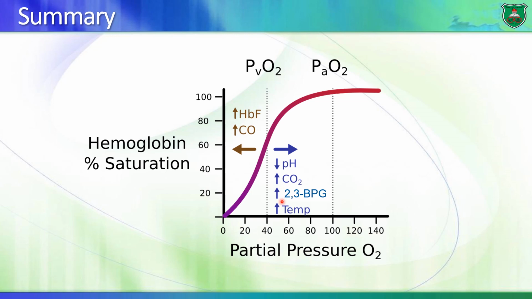These are the factors that shift the saturation curve to the right, decreasing affinity: lower pH, the Bohr effect, the effect of CO2. We talked about two mechanisms, the effect of 2,3-bisphosphoglycerate, and we talked about temperature as well.